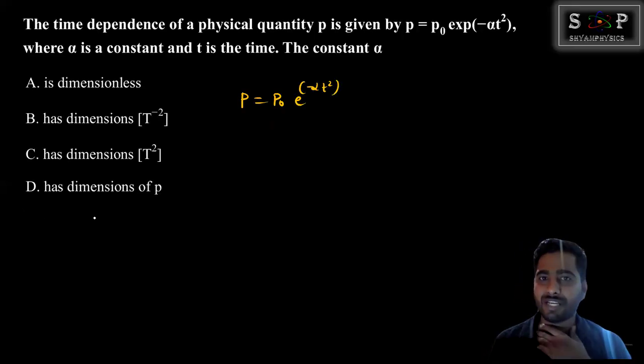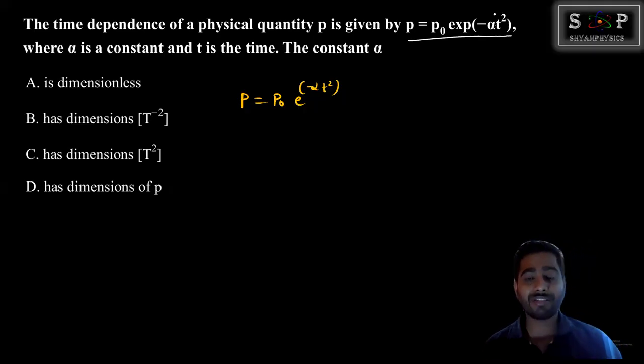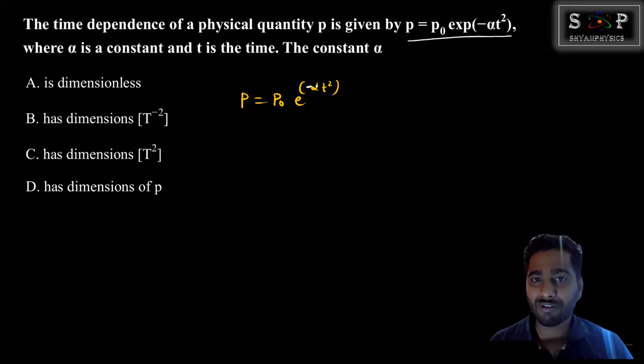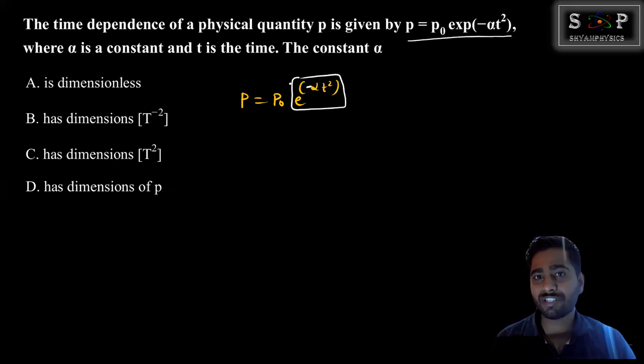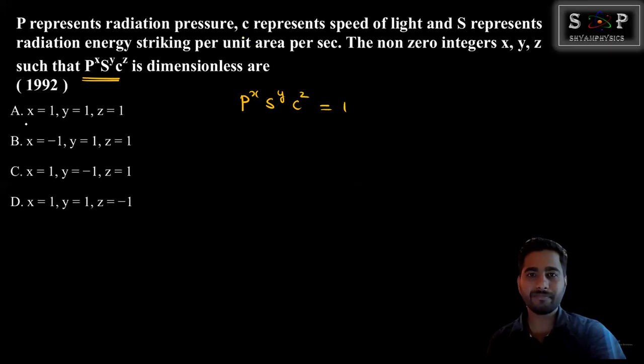Then next, the time dependence of a physical quantity is given by P is equal to P naught exponential to the power minus alpha t square, where alpha is constant and t is the time. Basically, the alpha value is constant. The dimension of this constant we need to write. Whatever the exponential function is there, the exponential function does not carry dimension. Dimension is 1. So we can write directly alpha t square is equal to 1. So alpha is nothing but 1 by t square. Alpha dimension will be equal to T to the power minus 2. Option B.